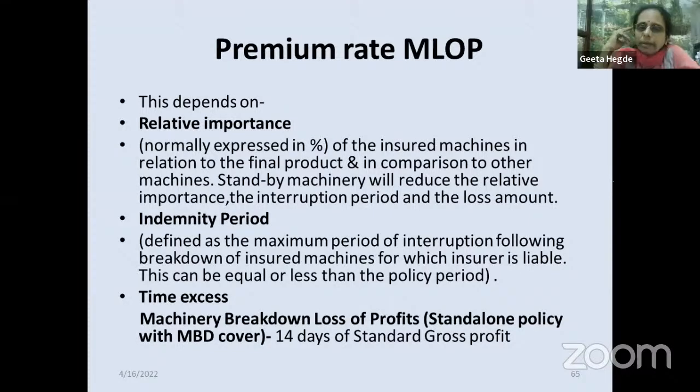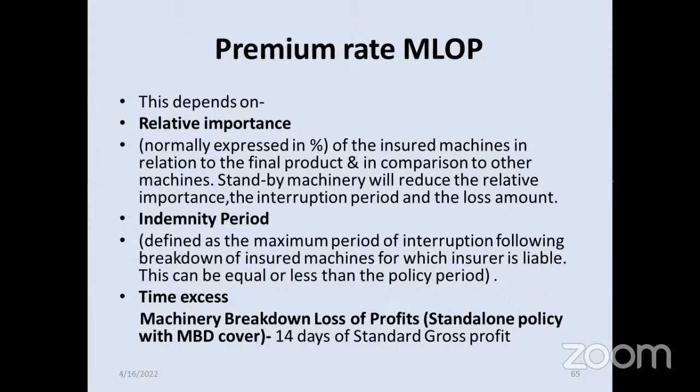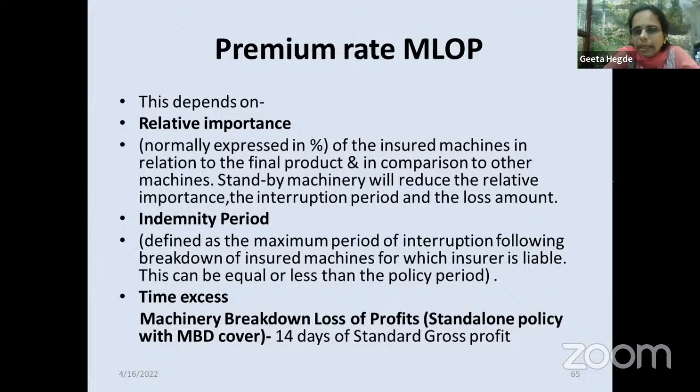So why is a discount given to a standby machine? Because a standby machine is not used all the time. So when giving MLOP, if that machine is a very important machine and it has no standby machine, then your indemnity period will increase, because it will take time to repair that machine and start the work again. So the interruption period or indemnity period will increase if that machine is very important and has no standby machine. But if there is a standby machine, your interruption period will reduce. So that will help in rating the MLOP.